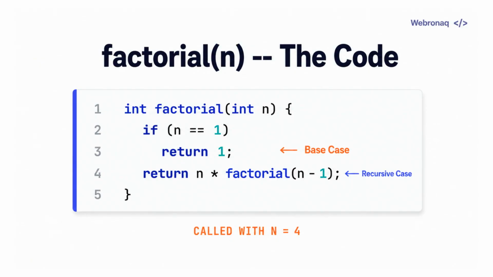Line 4 is the recursive case. Return n multiplied by factorial of n minus 1. So factorial of 4 returns 4 times factorial of 3, which returns 3 times factorial of 2, and so on. Each call makes the problem one step smaller, driving toward that base case. We will call this, with n equal to 4. Now watch exactly what happens on the call stack, as each of those calls is made.